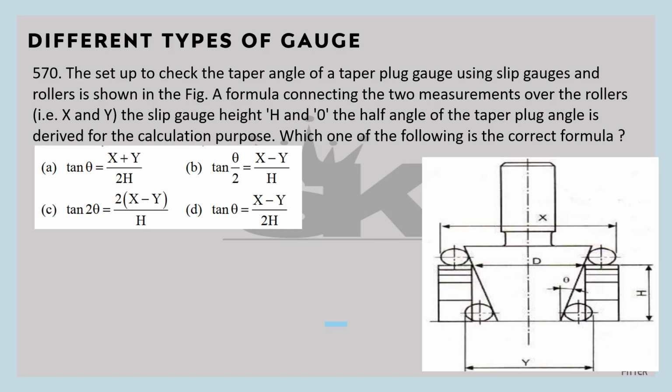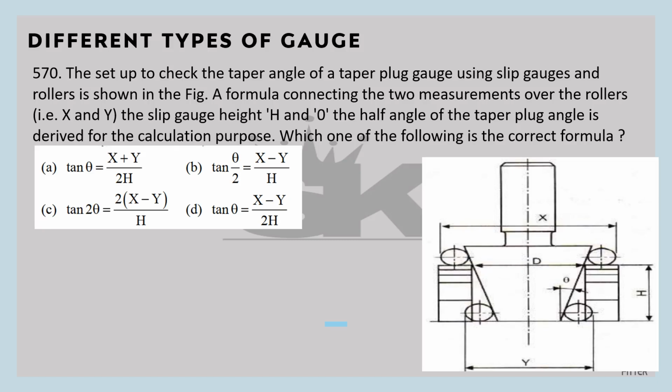The setup to check the taper angle of a taper plug gauge using slip gauges and rollers is shown in the figure. A formula connects the two measurements over the roller, x and y, the slip gauge height h, and theta. Here this is theta. The half angle of the taper plug gauge is derived for the calculation purpose. Which one of the following is the correct formula?